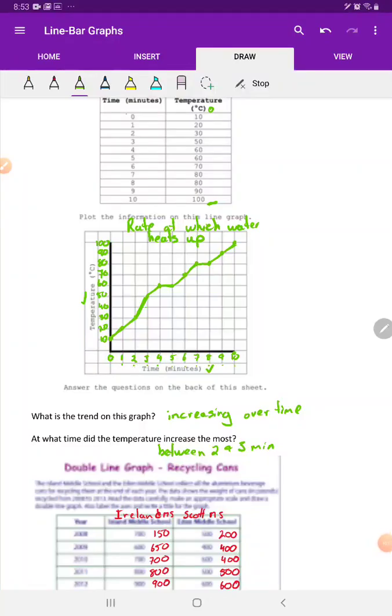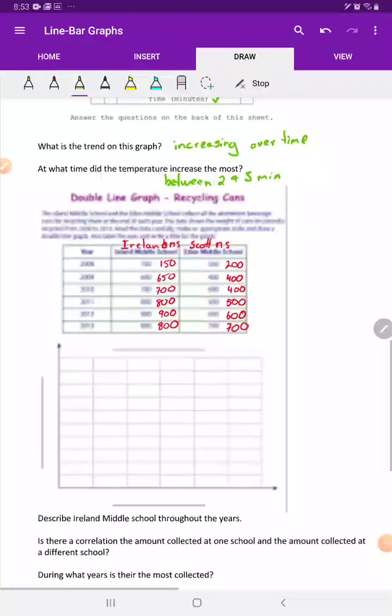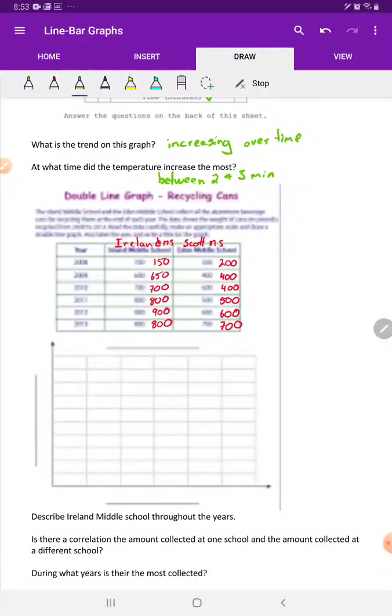Okay? Now this next one, I had to draw in some stuff because it was hard to see, but there's no information on here at all. So this is about recycling cans between 2 different middle schools. Okay? So, and it's over time. You can't actually see it here, but this is 2008. So this right here, the time information is year. This information is number of cans recycled. All right. So what should we put in the title?